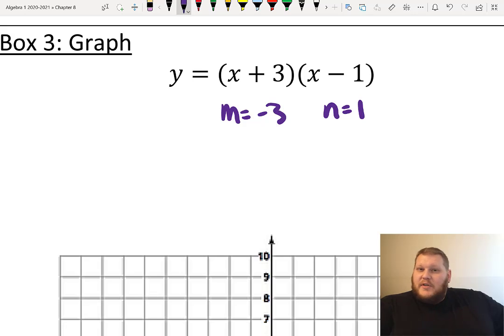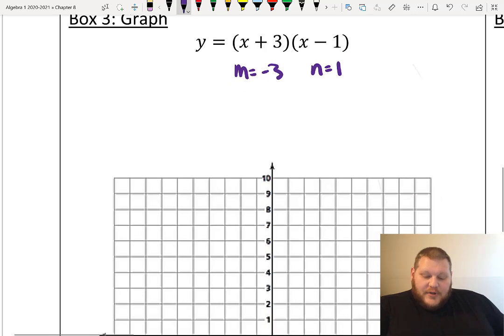Just like we saw with vertex form in 8.4, the inside of my parenthesis is always opposite of what it is. So if I see x plus 3, negative 3 is that x-intercept. In this case, x minus 1, we see negative 1. Positive 1 is actually that x-intercept. So I'm going to start with those.